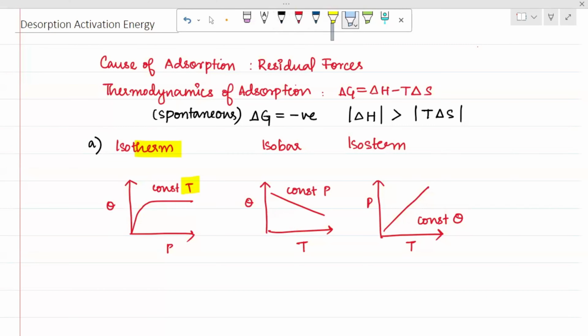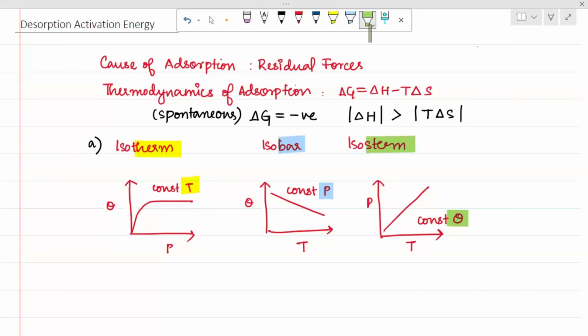The next graph is the isobar, where the pressure is kept constant and the graph is plotted between extent of adsorption versus temperature. The third plot is an isostere, where the extent of adsorption is kept constant and the plot is between pressure versus temperature. The ideology behind these graphs was discussed in the earlier videos, video 1 and 2, and the links will be attached in the description box.